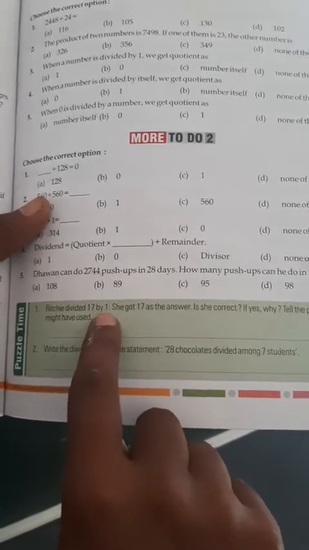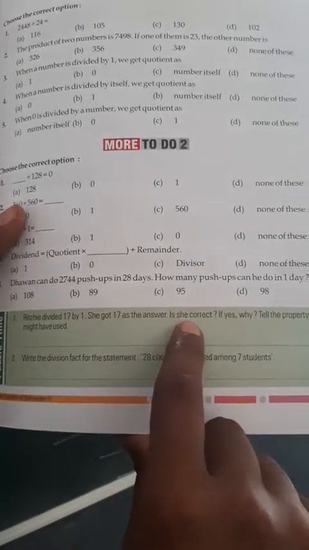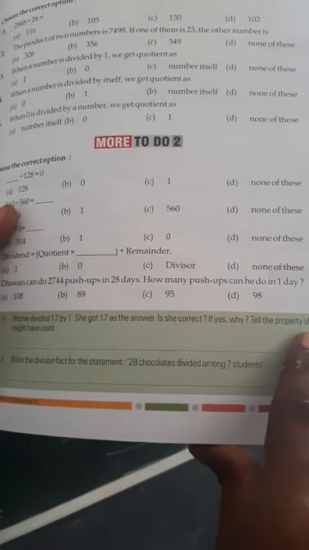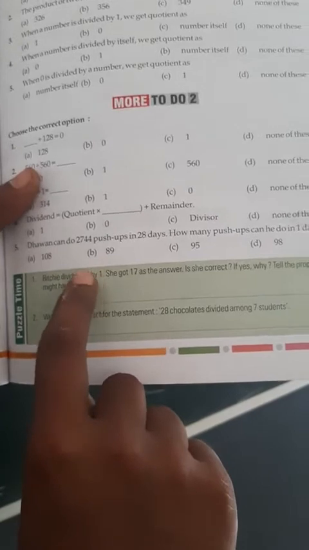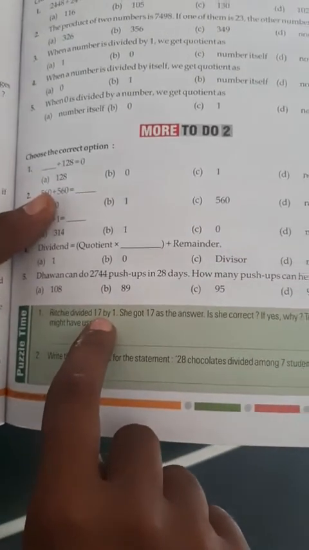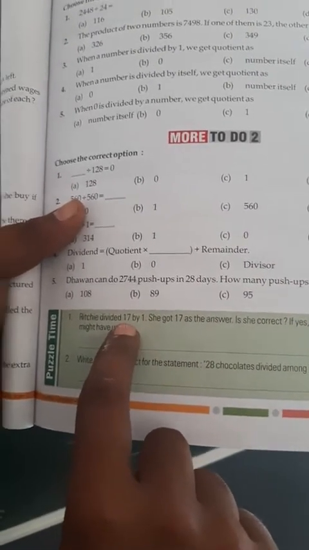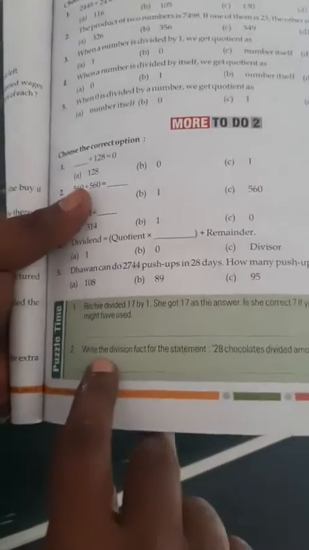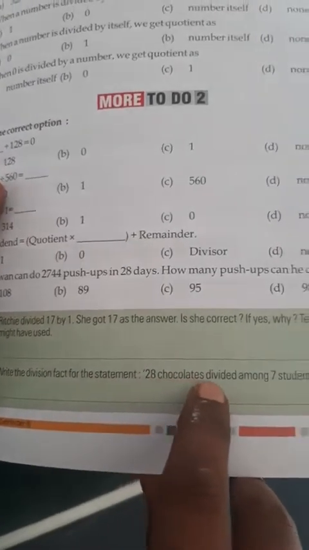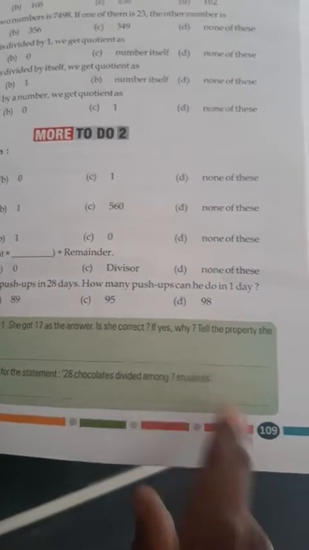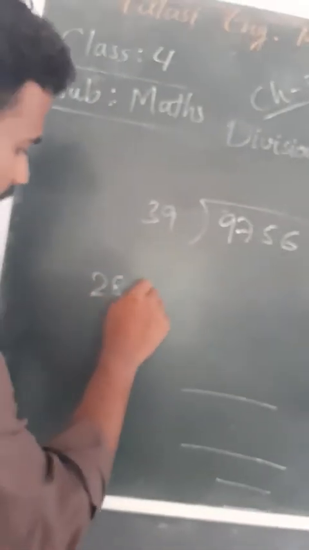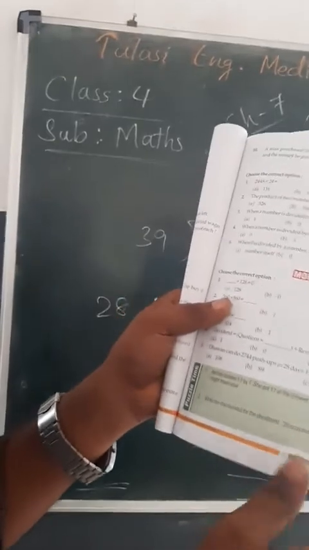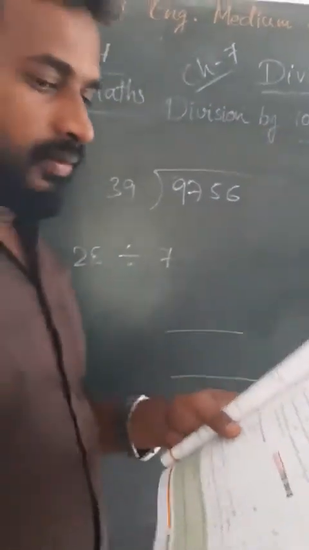Rich divided 17 by 1, she got 17 as the answer. Is she correct? Yes. If yes, why? Tell me the property she might have used. The divisibility property of 1. She divided by 1, so she will get the number itself. Write the division fact for the statement: 28 chocolates divided among 7 students. So 28 divided by 7. That's it.